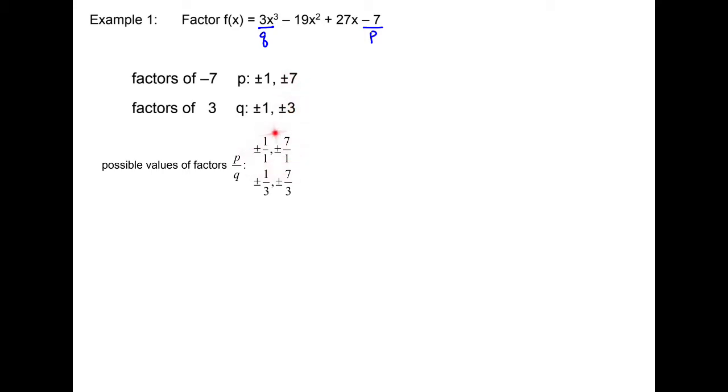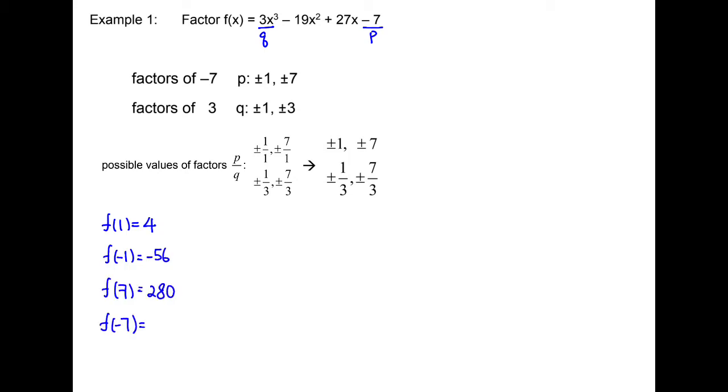Since the top two numbers are integers, we will simplify them to plus or minus 1 and plus or minus 7. Instead of randomly trying different x values in the function f(x) to get a 0, now we know those are the only numbers that we have to try. If none of the numbers can give us a 0 as a remainder, then we can say the function f(x) is not factorable. Let's try those possible values one by one to see which one can give us a 0. f(1) is 4, f(-1) is negative 56, f(7) is 280, f(-7) is not 0. f(1/3) is 0.